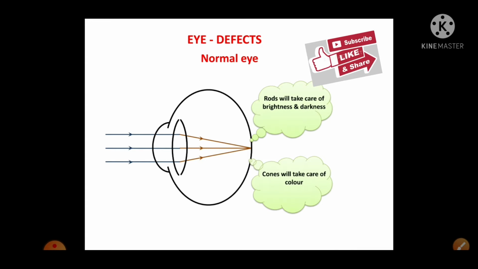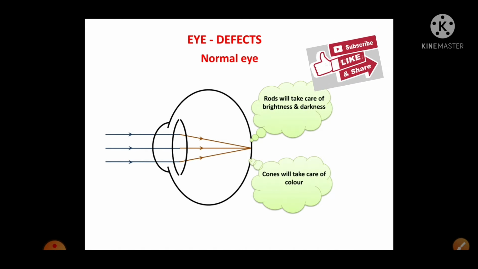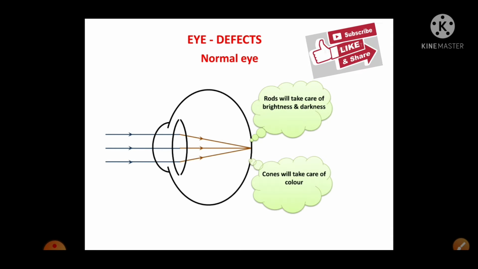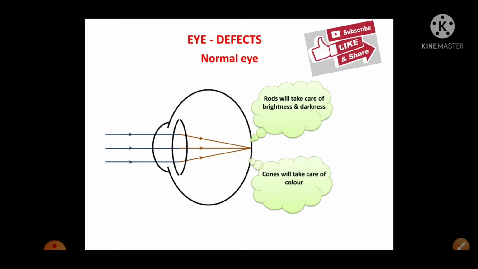Rods will take care of brightness and darkness. All these things we have understood, what rods and cones are. These are the cells which are there in the eyes, that we studied when we started with the basic diagram of the structure of the human eye. If you have not seen that video, just go and see it once again. Revise it, or you can do the revision from the textbook itself.